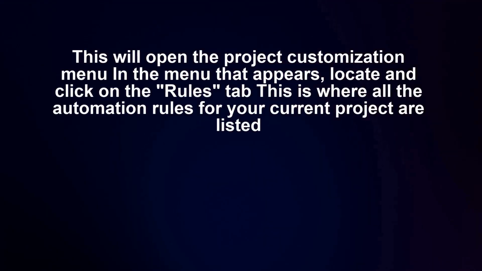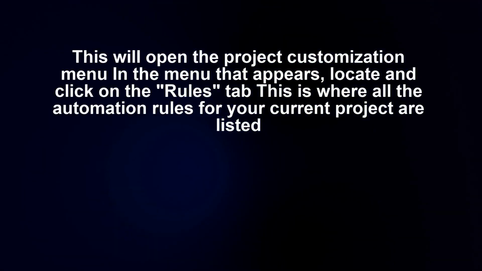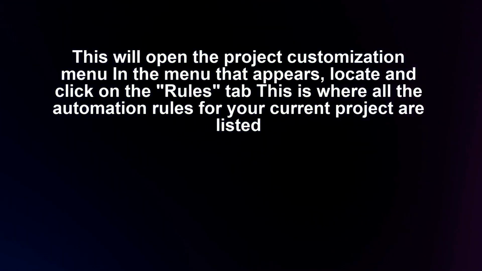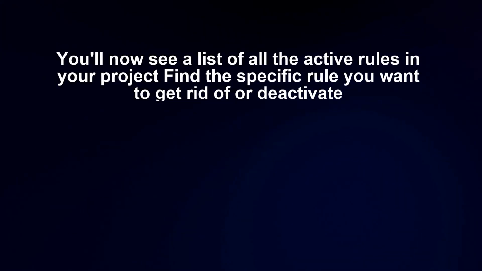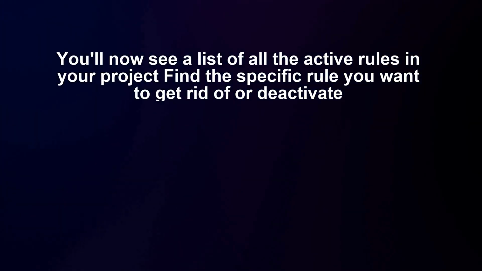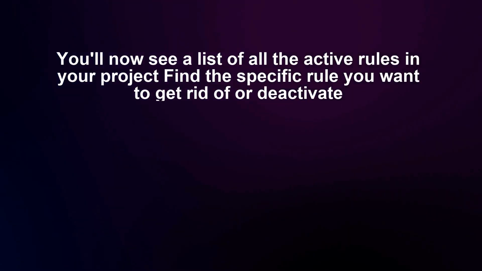In the menu that appears, locate and click on the Rules tab. This is where all the automation rules for your current project are listed. You'll now see a list of all the active rules in your project. Find the specific rule you want to get rid of or deactivate.